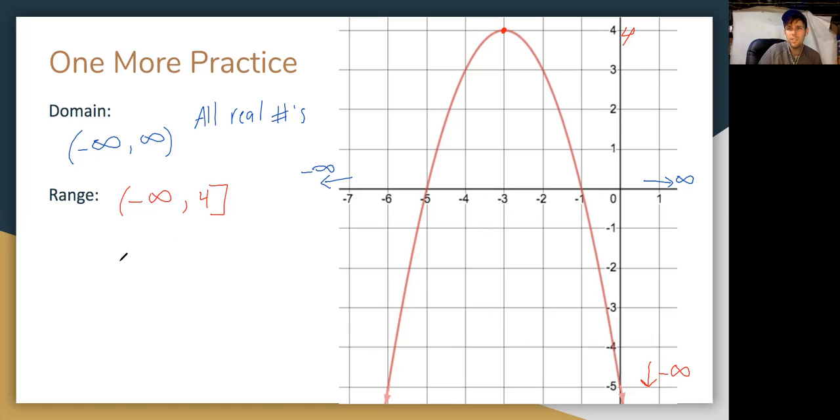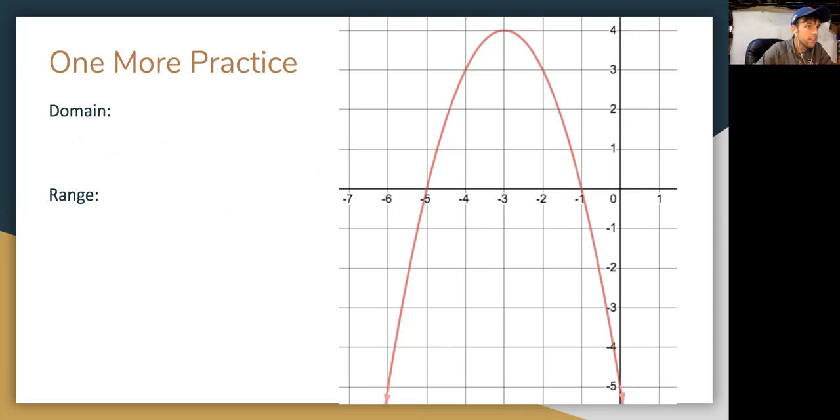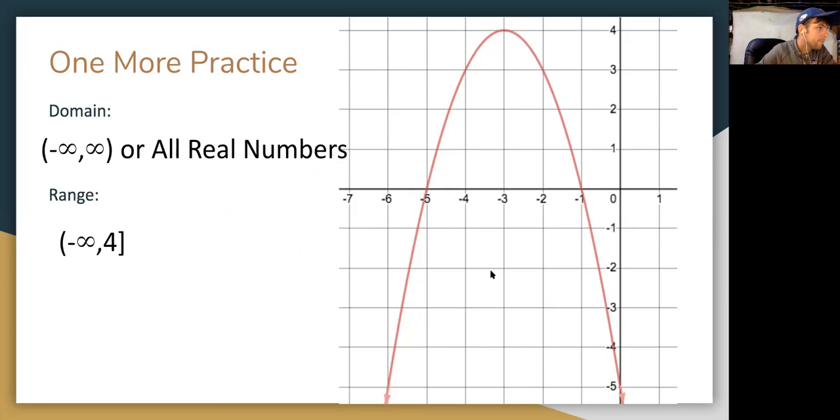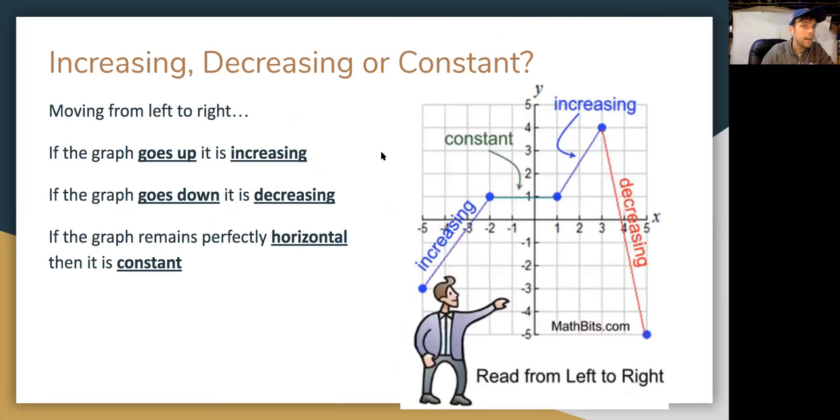Another way we might write this using inequality symbols is we might say that the range is y is less than or equal to 4. The y values are less than or equal to 4. We can use that way to also express our range. So I'm going to clear this. Check to see what I had as my answers. And yeah, same idea.